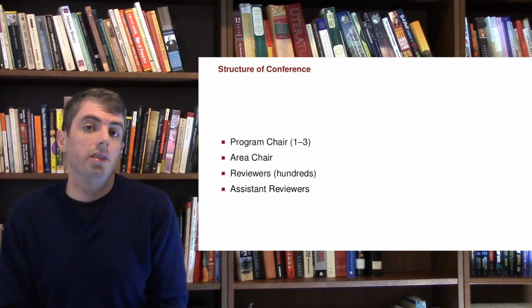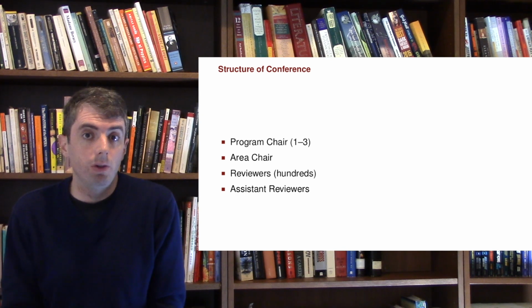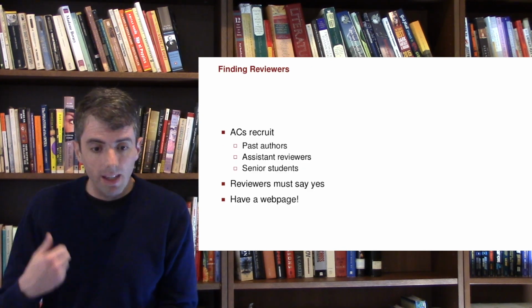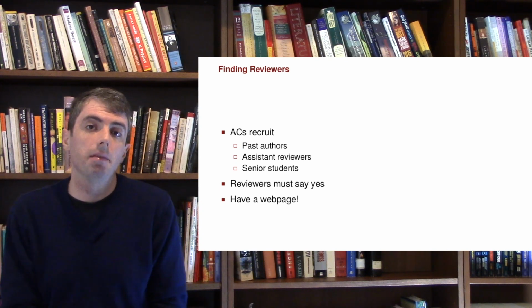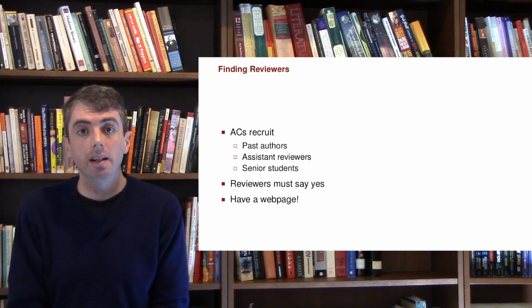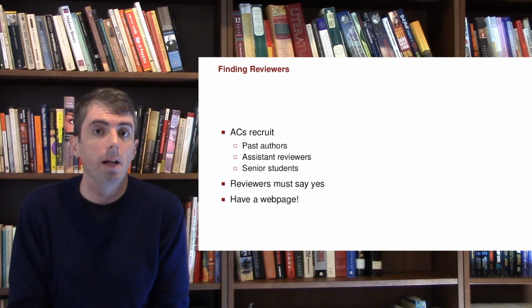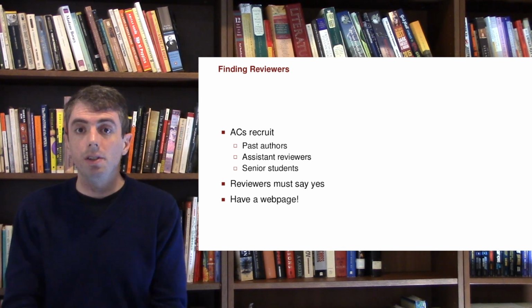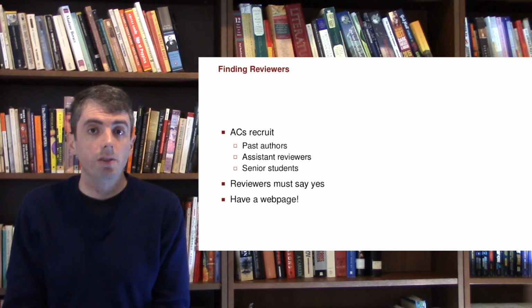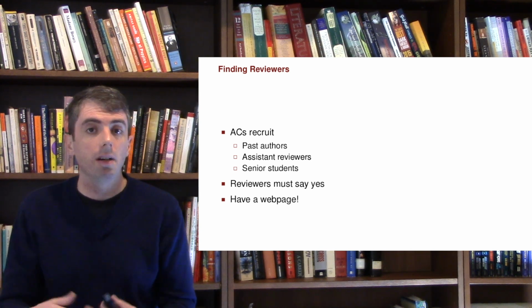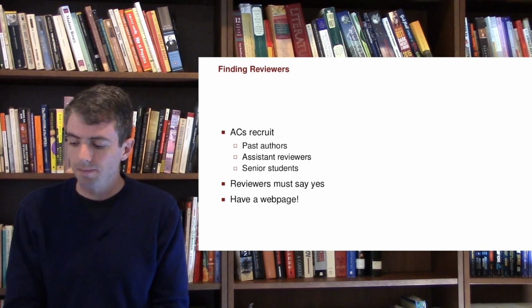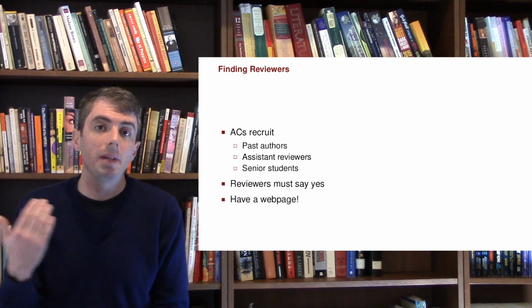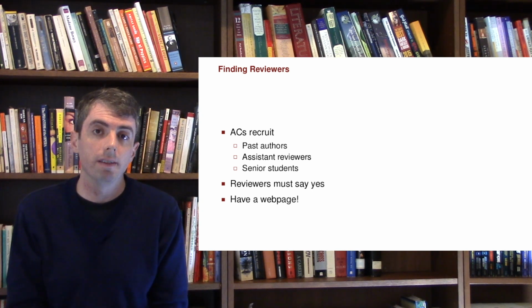So one question you might ask is, how do these people get selected? The area chairs are selected by hand by the program chairs, and those area chairs go out and look for people who have published in this area before, people who have reviewed in this area before, and they'll also look for senior students who have published a couple of papers and are ready to start reviewing on their own. This is not an obligation. You will be asked, do you want to review for this conference?